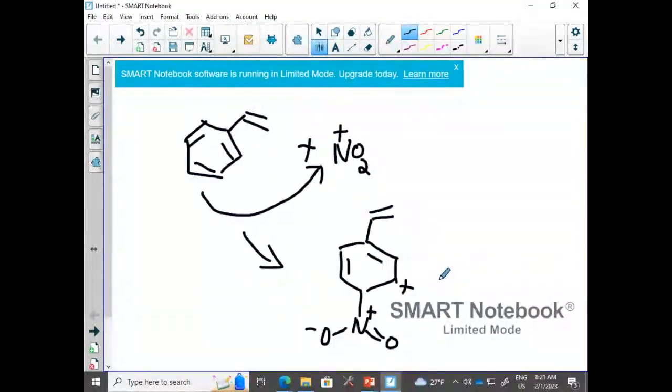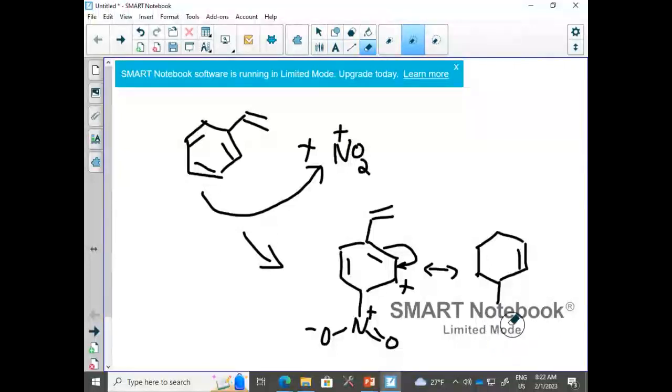And then you can play the resonance form. Oh, let me see. I will still show the other resonance things, the formal charge stuff.